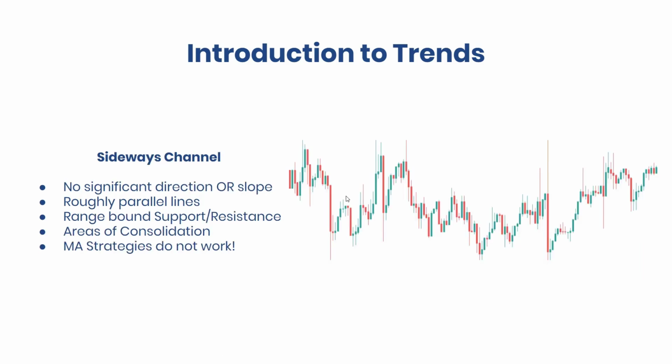Lastly, we've got ourselves a sideways channel. And if you remember our support and resistance lesson, we had a $9.35, $9.33 channel was our range. That was indeed a short-term sideways channel locked between two areas of resistance. So a sideways channel is a trend, but it does not require direction or a slope. We still have parallel lines, and we're range-bound between support and resistance.